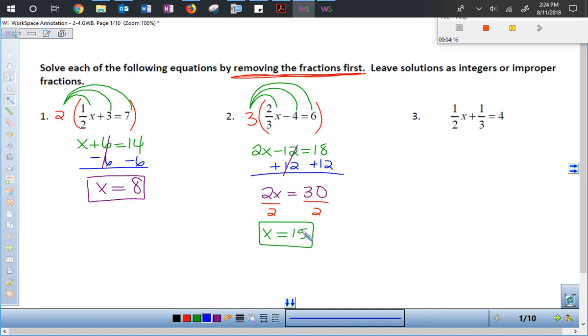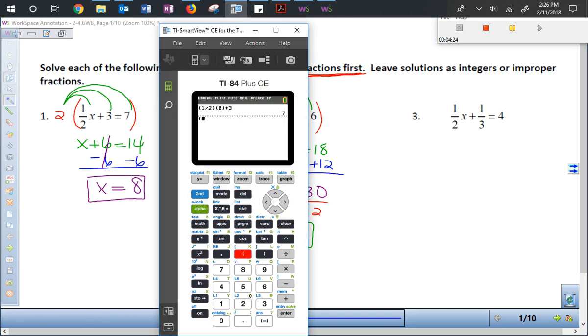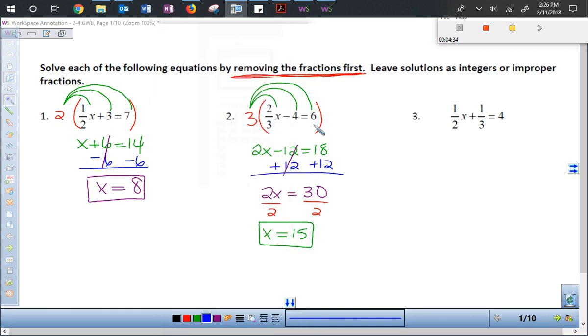Now, check your answer in your calculator with the original equation. So I want to use 2/3 times 15 minus 4. So let's see what happens. 2/3 times 15 minus 4 gives me 6, which is what I started with, so I'm good.